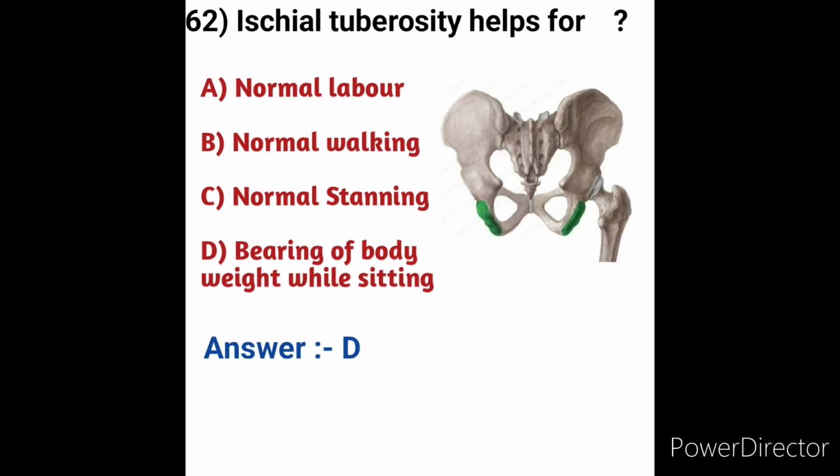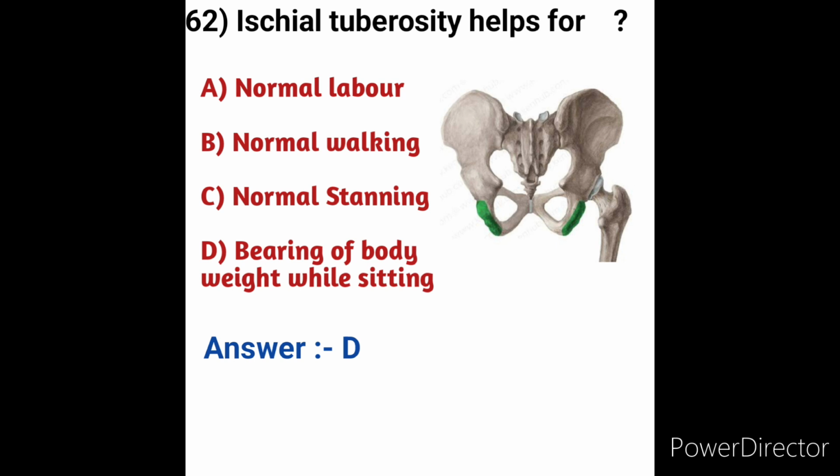Here in this picture we can see the pelvic bone. The green colored portion is called the ischial tuberosity. On this portion, the ischial tuberosity, we are sitting and bearing our body weight. While sitting, the ischial tuberosity helps us.